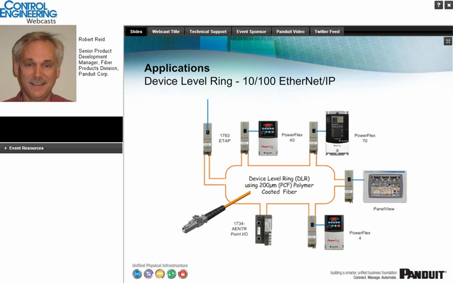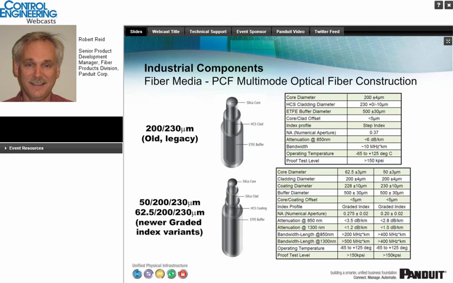As you recall from the previous slides, the fibers were 50/125 and 62.5/125. This is what I would call a fat fiber. The one on the bottom is the one we're talking about. It's a 50/200/230, or a 62.5/200/230. So it's a fat fiber, easy to handle. The magic in this fiber is in the 230. It's a very, very tough coating that makes it a very, very tough fiber, very difficult to break.